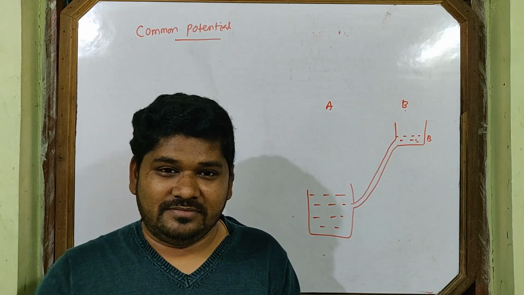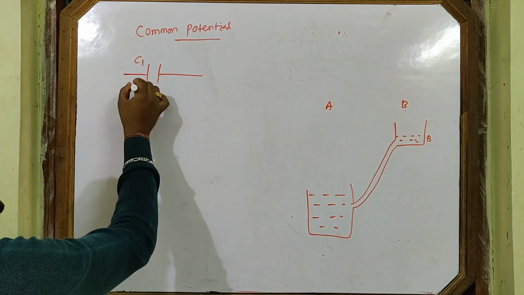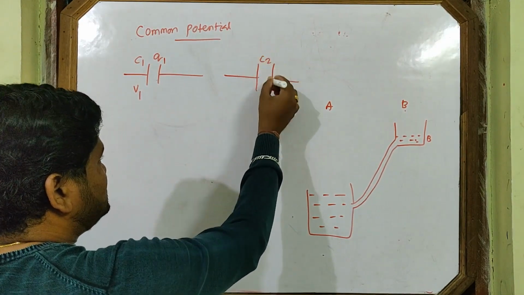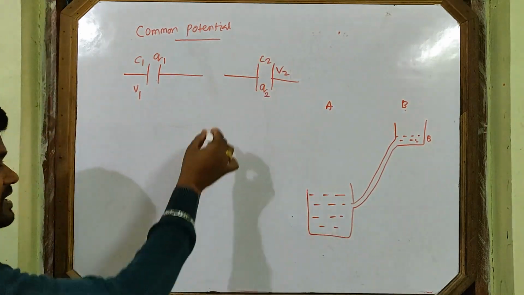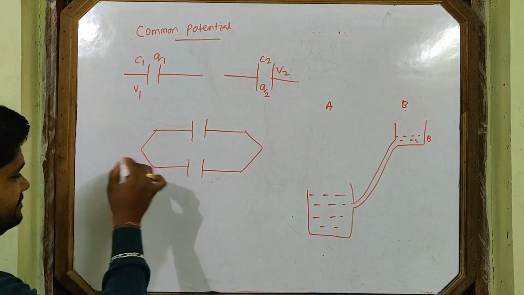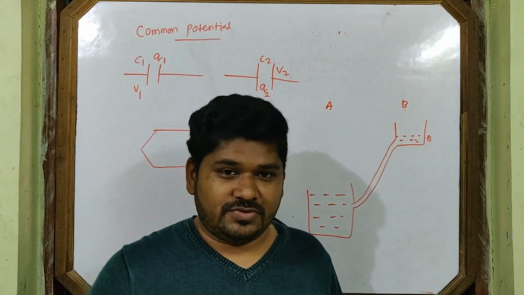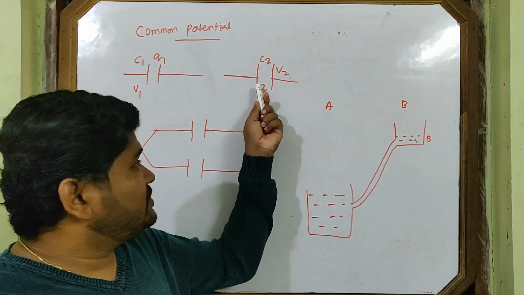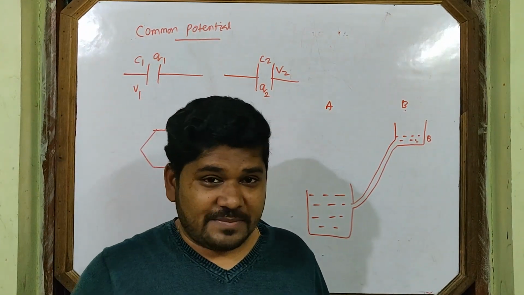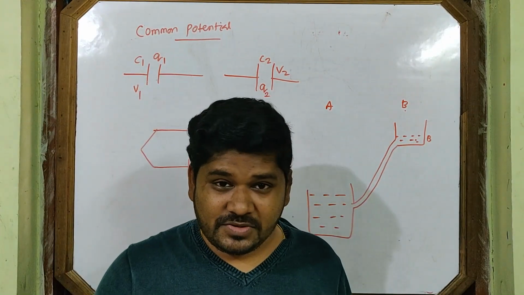The same thing I am telling you. Two capacitors. This is one capacitor, C1 capacitance, V1 potential, Q1 charge. This is another capacitor, C2 capacitance, Q2 charge, V2 potential. Now these two capacitors are connected. What will happen? Suppose Q1 is more and Q2 is less. Then from which capacitor to which capacitor will charge flow when both are connected? From C1 to C2, from Q1 to Q2, because Q1 is more.